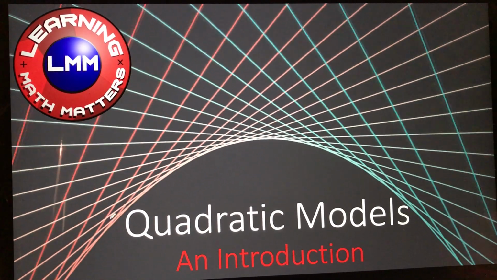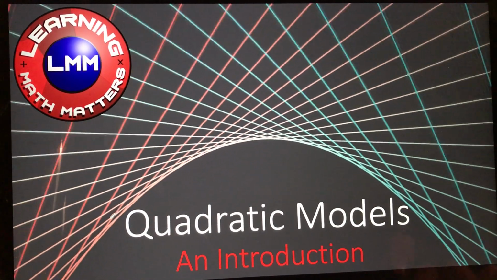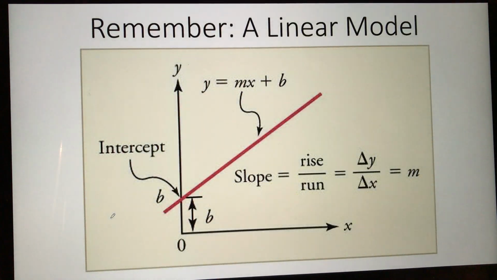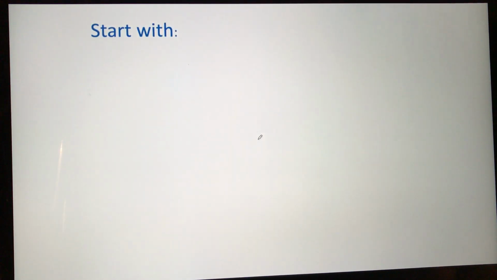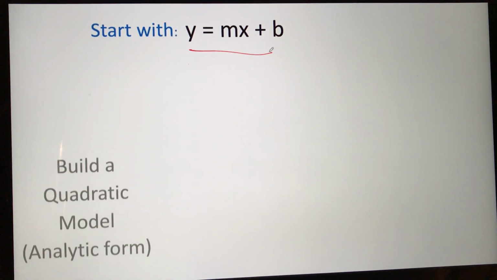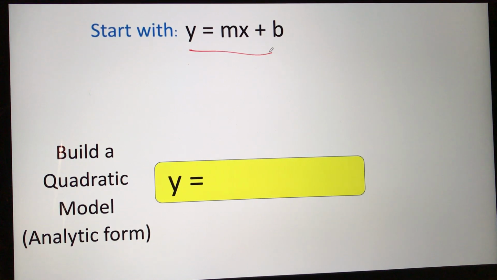Today's lesson, we're going to take a look at quadratic models. If we go back a little bit, remember linear models, where we had this equation y equals mx plus b. And we know that b was the beginning spot and m was the slope, or the steepness of the line. Well, what we're going to do is build our quadratic model today. So we're going to start with this linear model and build the quadratic model.